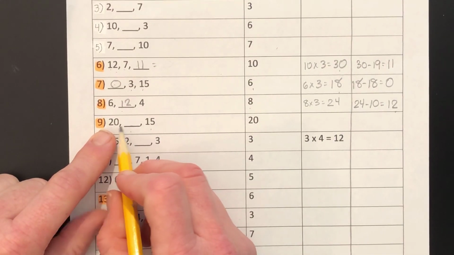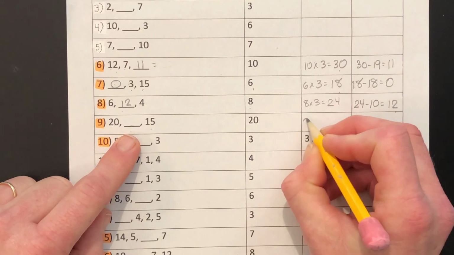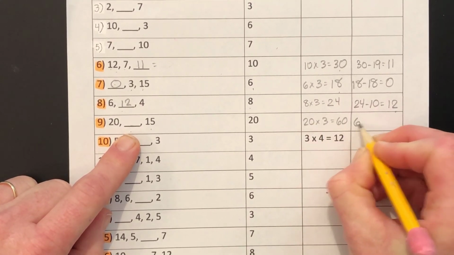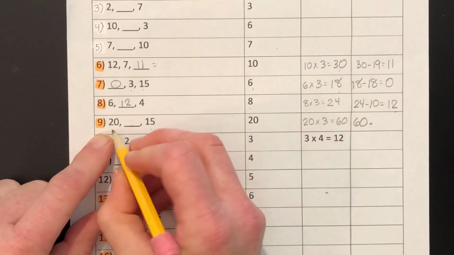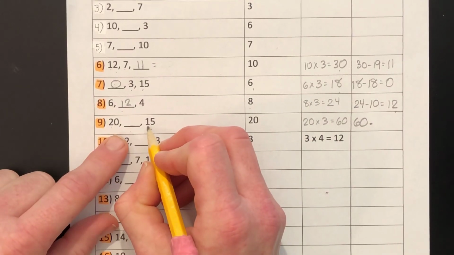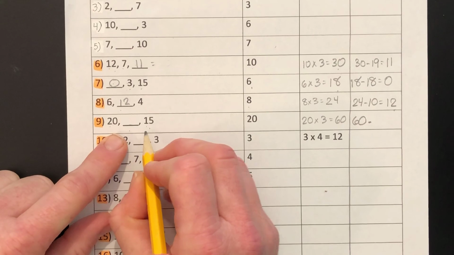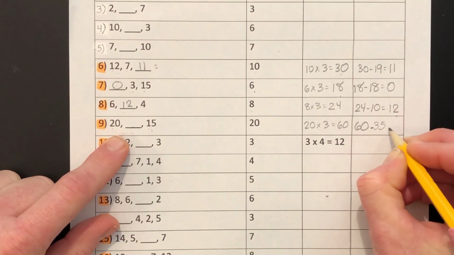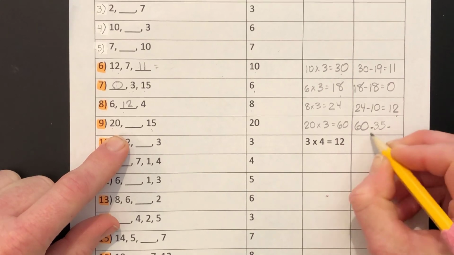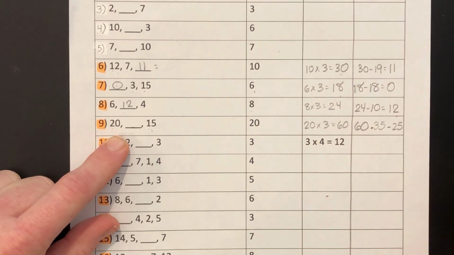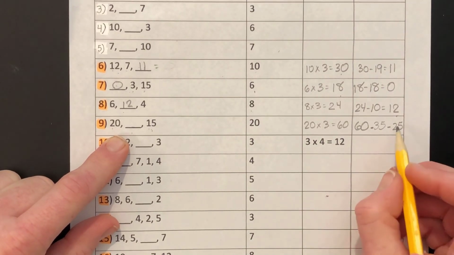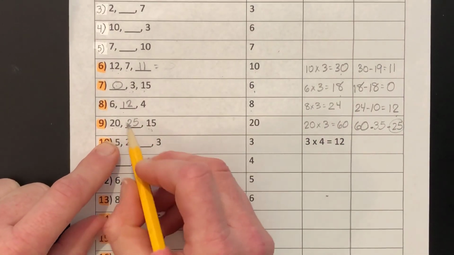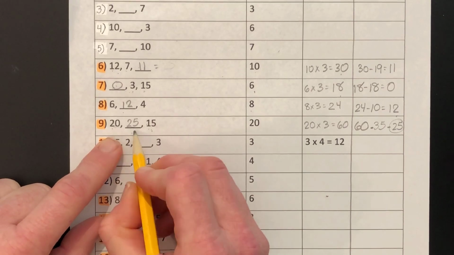So let's see. The average is 20. So 20 times 3 is 60. So I need 60 points. Let's see what I have. 20 plus 15 is 35. So I have 35 points. Take away, I get 25. The missing number is 25. So now I know that these 3 numbers average to 20.